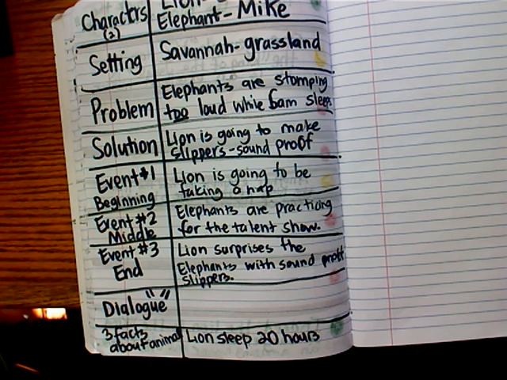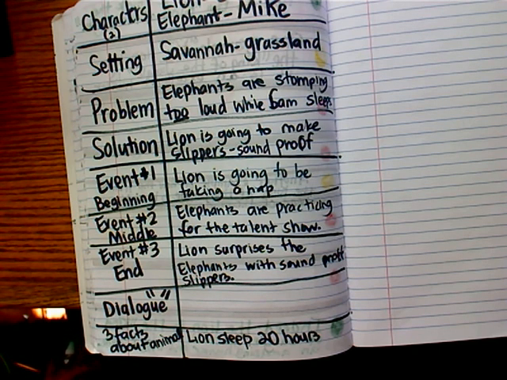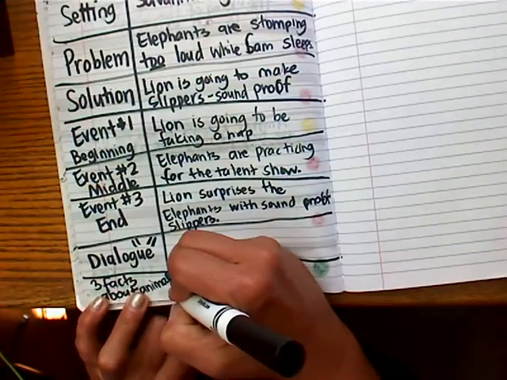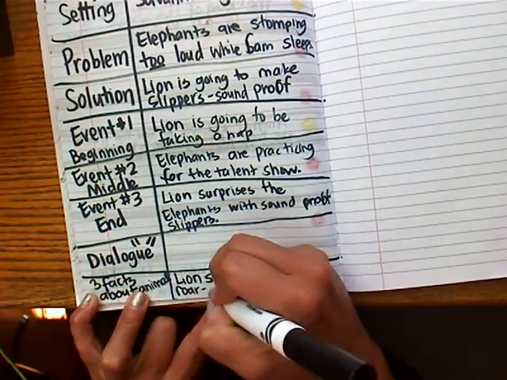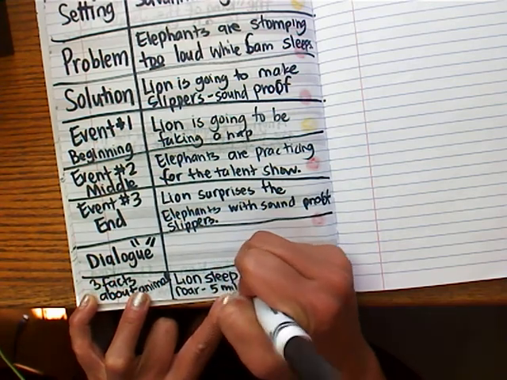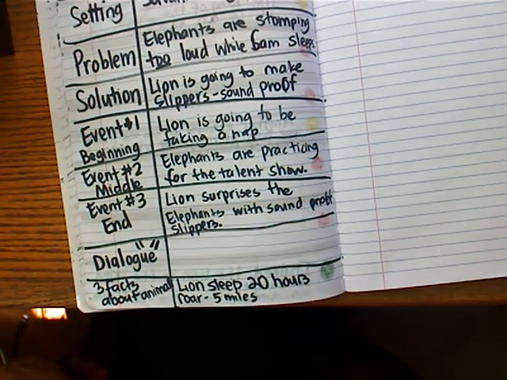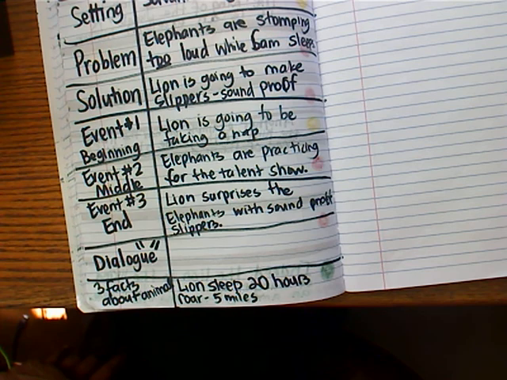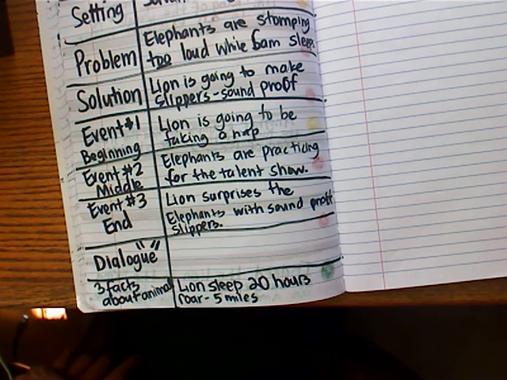Okay, so now I got to think about dialogue, and dialogue is what they say, what the lion is going to say. And if you guys remember about lions, a lion's roar, that's my other fact. Their roar can be heard from 5 miles away. So a lion is not quiet. Okay, a lion is not quiet. It is really, really loud. So the lion is not going to whisper.